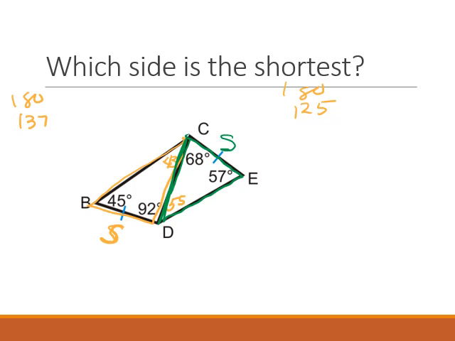So in this case, BD and CE are going to be the two shortest sides. They're going to be tied for the shortest side.